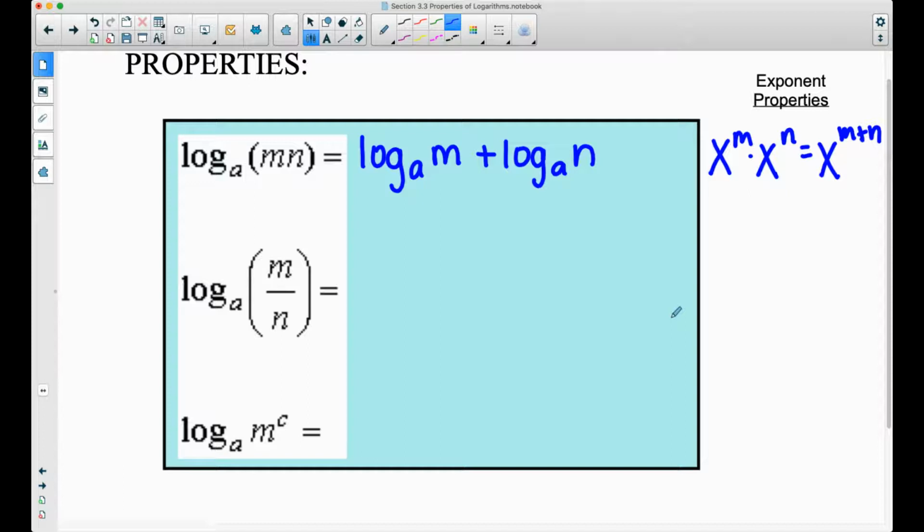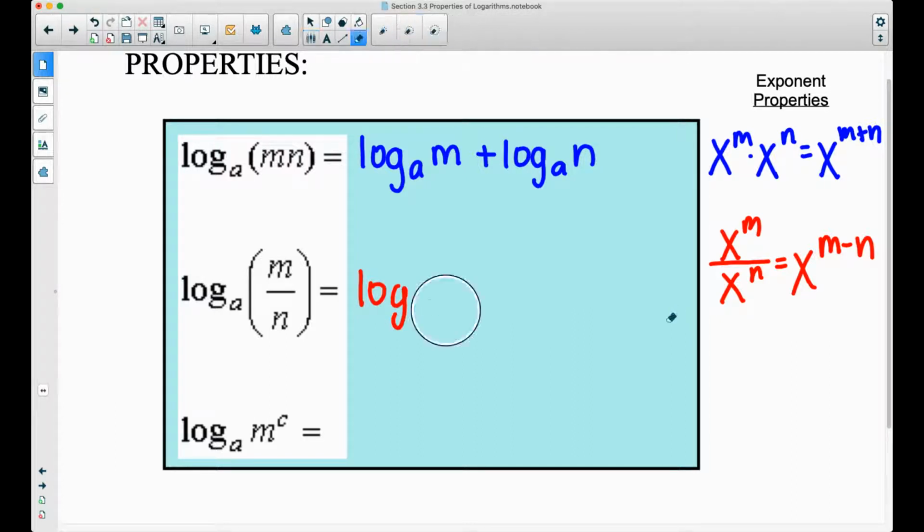Same thing goes for the next one. If we're used to doing x to the m over x to the n, what did we do to our exponents there? Subtract them. So we can expand this one by subtraction.